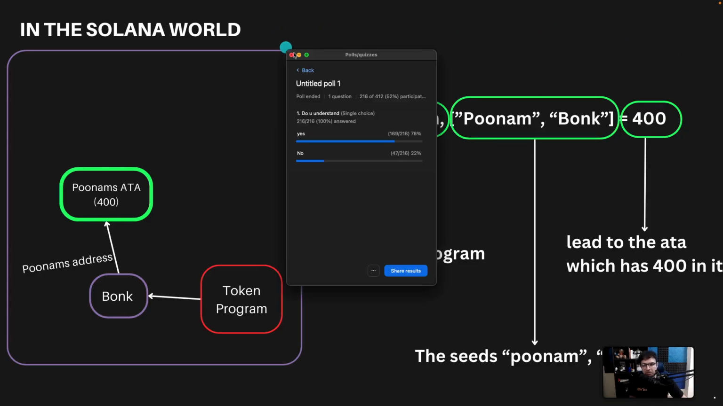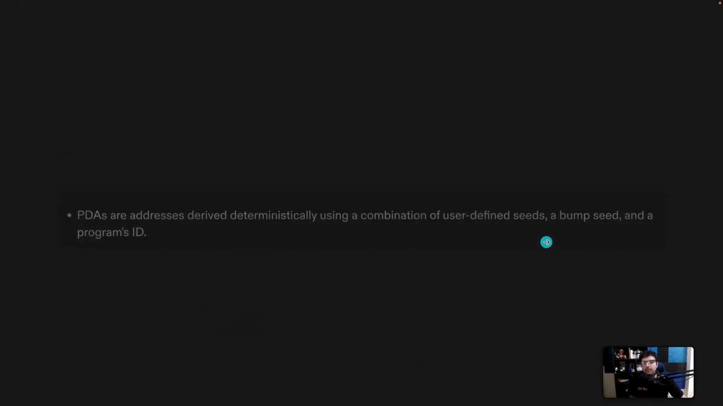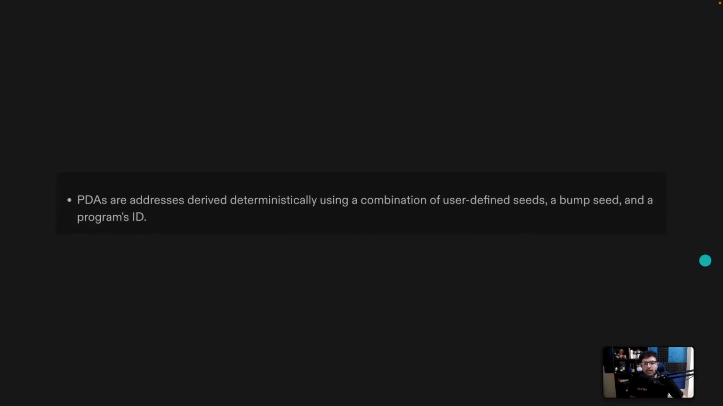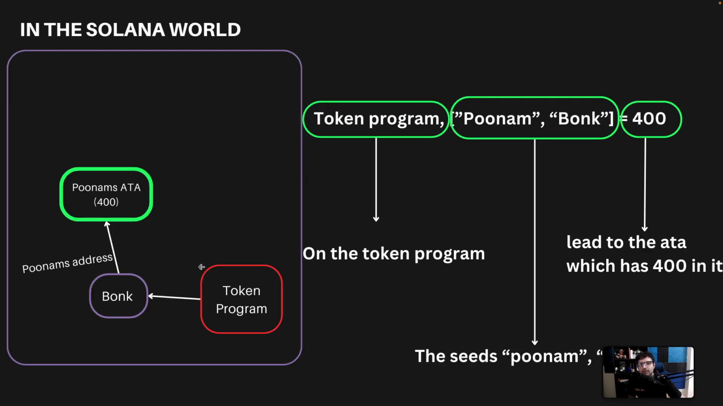80%. That's fine. Let me complete the whole thing, then I'll take doubts. But hopefully this is clear. Okay, PDAs are addresses derived deterministically using a combination of user-defined seeds, ignore what the bump seed is for now, and a program ID. All of this together makes a public key. If you add the user-defined seeds, something else called the bump seed, we will come to what this is, and the program's ID is how you arrive at the public key.